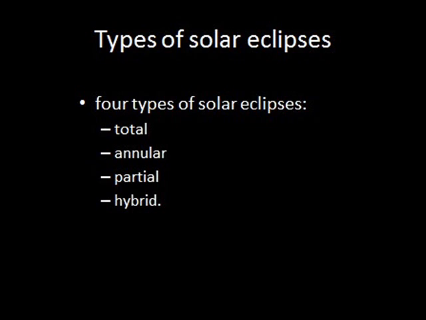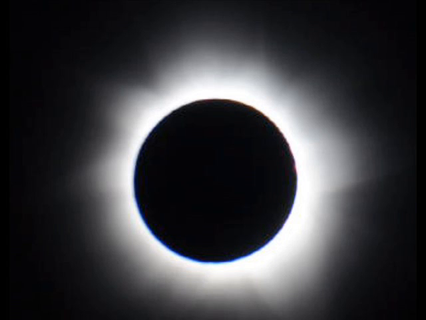There are four types of solar eclipses: total, annular, partial, and hybrid. A total solar eclipse occurs when the moon manages to completely obscure the sun. This can happen either when the moon is near to us, so it will look bigger than the sun, or when the sun is far from us, so it will look smaller than the moon.